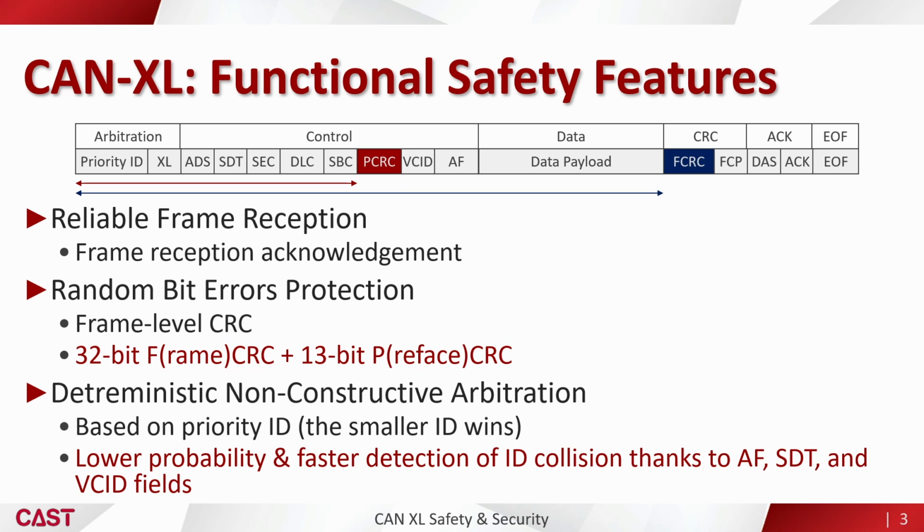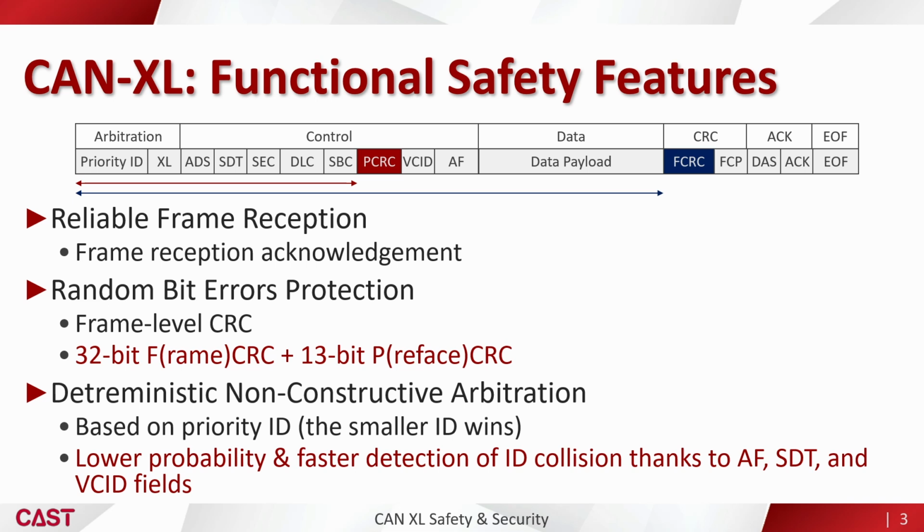Second, protection against random bit errors. CANxl uses a 32-bit frame CRC, referred to as FCRC, which maintains a Hamming distance of 6, meaning it can detect up to 5 random bit errors in a single frame. This is the same detection strength as classical CAN and CAN FD, but applied across much longer payloads. In addition, CANxl introduces a second CRC, the 13-bit preface CRC, or PCRC, which protects the header and control fields.